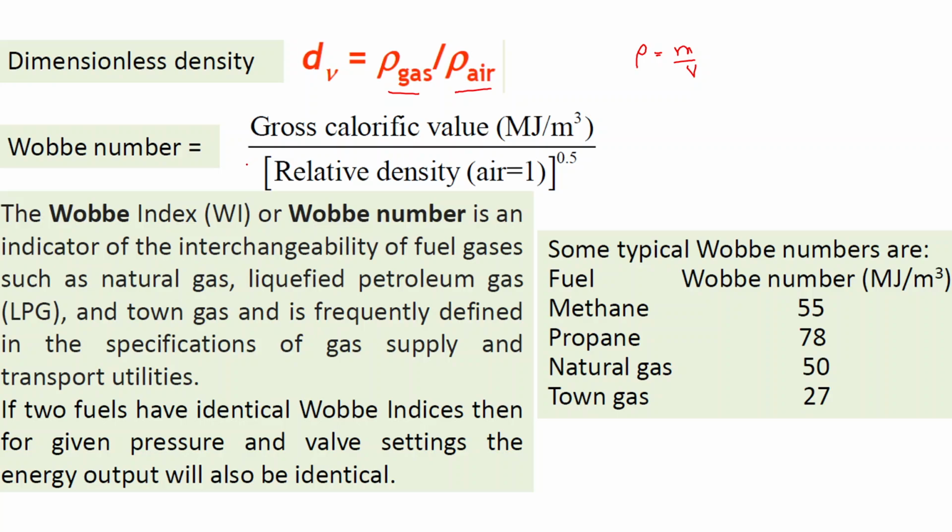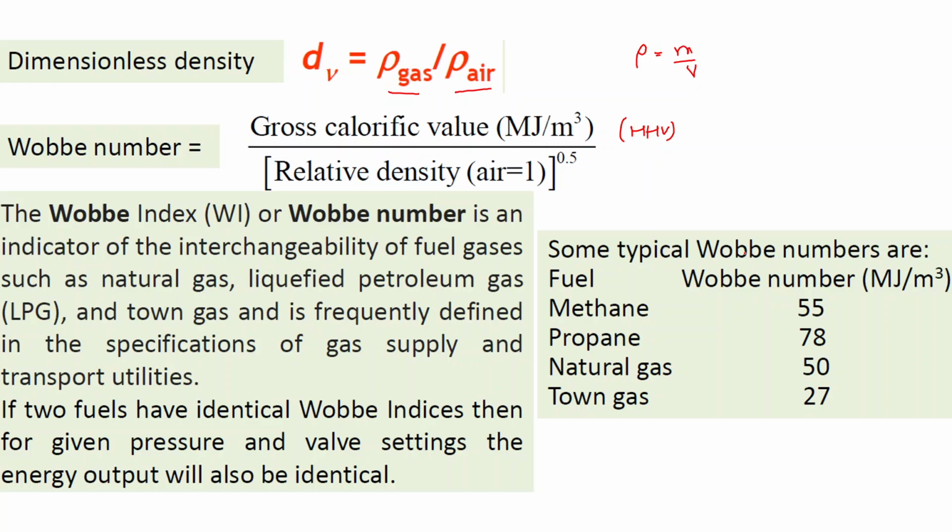Then another characteristic is the Wobbe number. It is basically the gross calorific value, which is also the higher heating value as we studied during our coal classes, divided by the relative density to the power 0.5. So what is the Wobbe number? It is a characteristic of a gaseous fuel which tells the amount of energy, the amount of heat, generated per volume of a gaseous fuel.